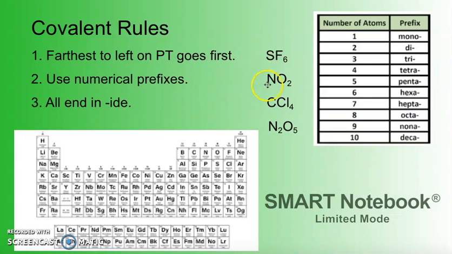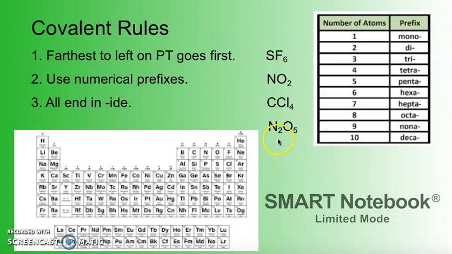Let's try this one. Nitrogen is going to be farthest to the left, and we have 2 as the prefix. So, to help you find the prefix, nitrogen dioxide. Nitrogen to the left. You have 2 for di, and it ends in -ide. So what do you think this one is? Carbon is to the left, Cl is to the right, so it's carbon tetrachloride. Carbon tetrachloride is what this one would be.